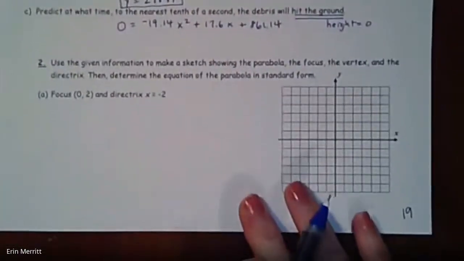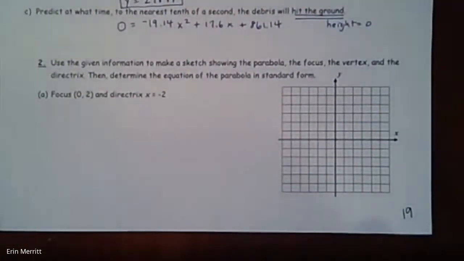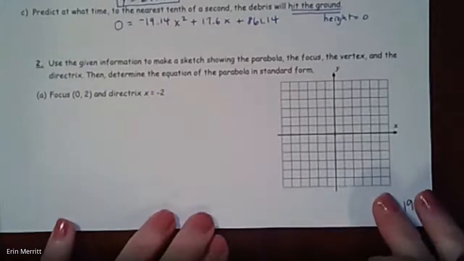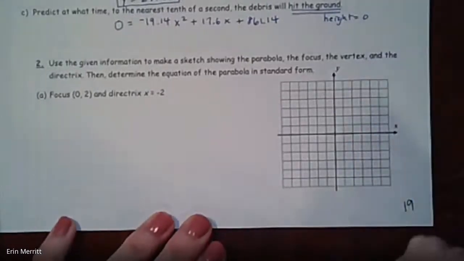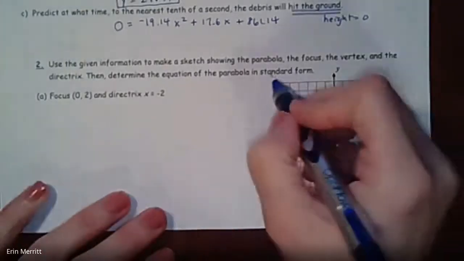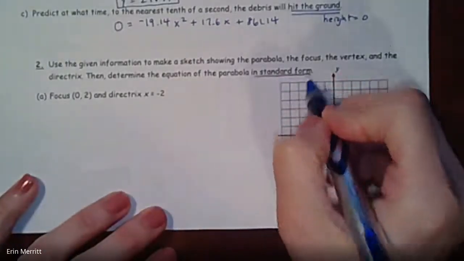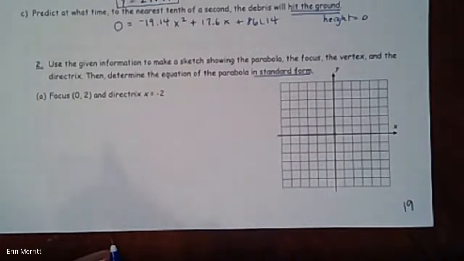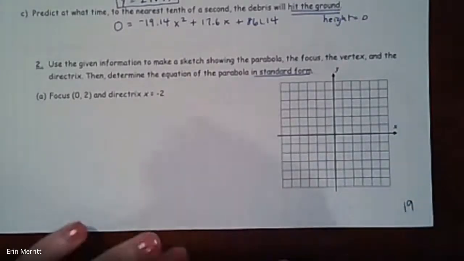All right, for number 2, use the given info to make a sketch of the parabola, the focus, the vertex, and the directrix. And then determine the equation of the parabola in standard form. We really haven't done much of that, but we'll at least talk about what that is. That is not super important to me, just FYI.